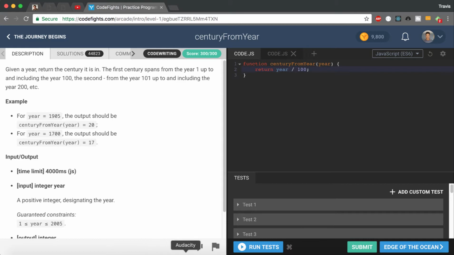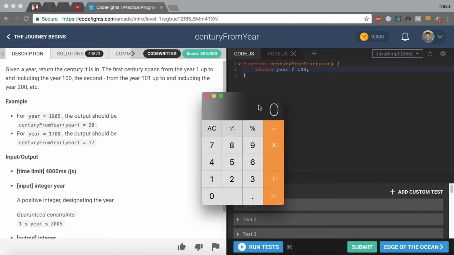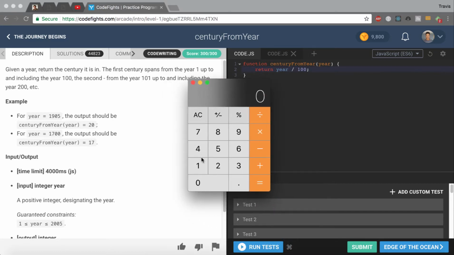And let's break out the calculator for a second. So say our year was 1900, right? Divide 1900 by 100 and you would get 19. Year 200, divide that by 100, you would get the second century, right? But even though it works with numbers like 200, 300, 400, 500, 1,000, 2,000, 3,000, 4,000, 5,000, and so on, it's not going to work with numbers like this.